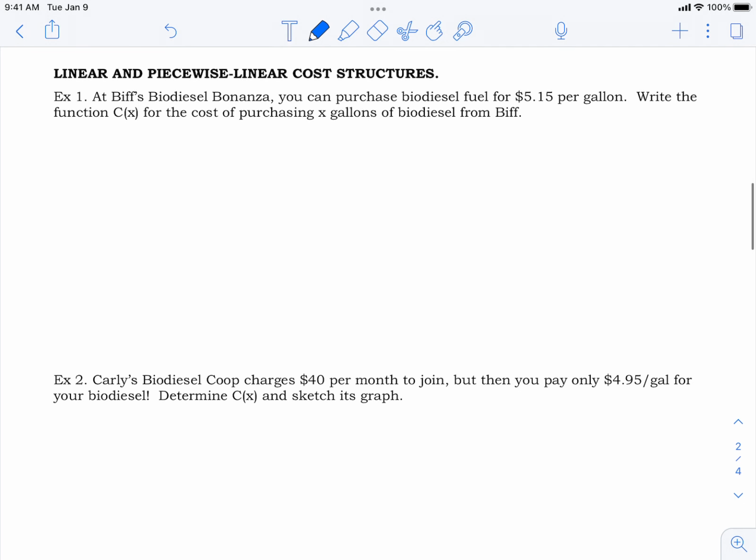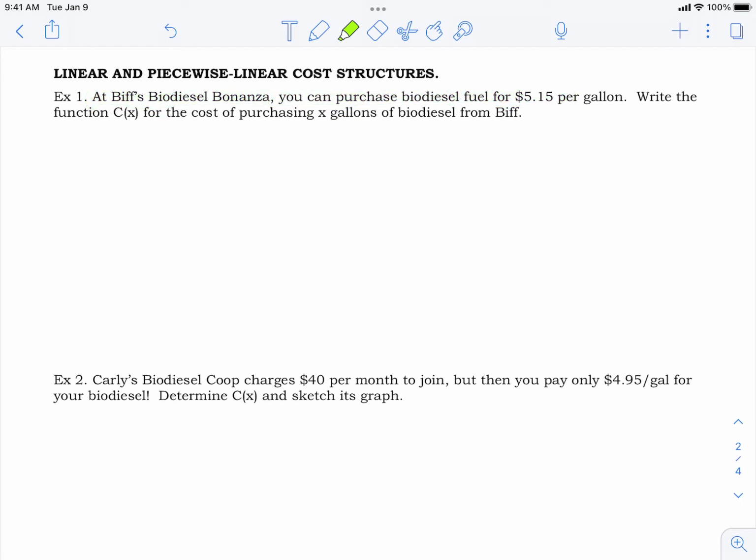Anyway, so what are we going to do? We're going to analyze this, okay? So, Biff's Biodiesel Bonanza. It's supposed to be like a store. You can buy biodiesel fuel. And I just looked up the price today, and yeah, it really is around there. Or it was anyway. I think it was like a month ago, something like that. Anyway, you can buy biodiesel for $5.15 per gallon.